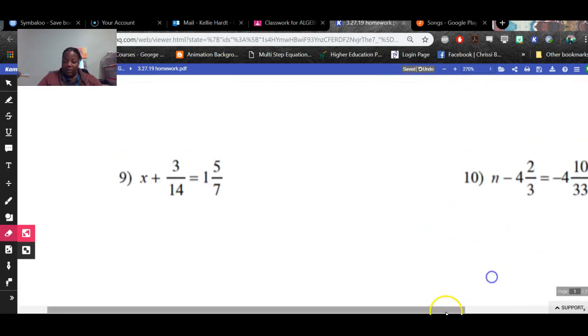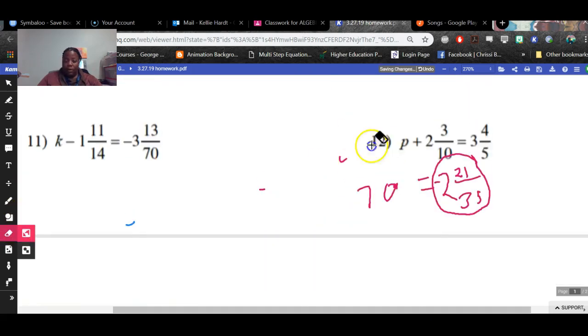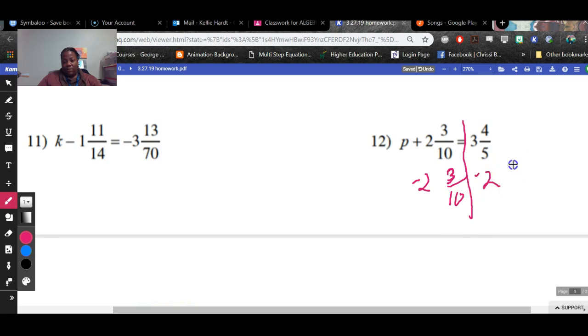That's an easier way to erase that. And number 12. Here we go. Okay, so for number 12, last one I'm doing, I've got to get rid of the 2 and 3/10 by subtracting 2 and 3/10. You know that this is going to cancel out, leaving you just with P. This is where your math is.